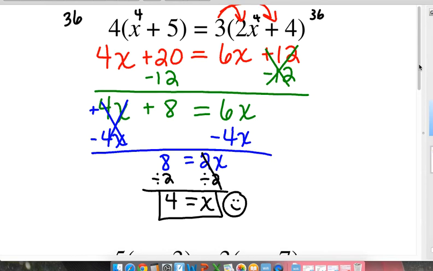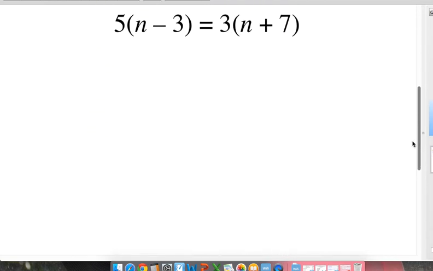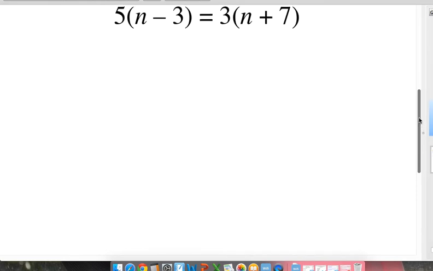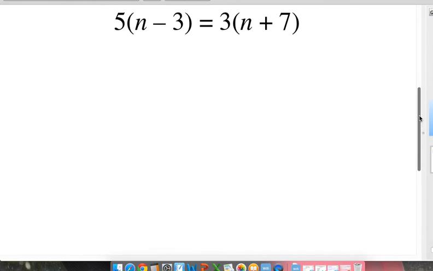Only 2 more. You say, only 2 more? Ms. Glusser, these are really long. Yeah, I know they are. Good practice, though. Good problem solving. Ready? Distribute, distribute. 5 times n, 5n. 5 times negative 3, negative 15. 3 times n, 3n. 3 times positive 7, positive 21.